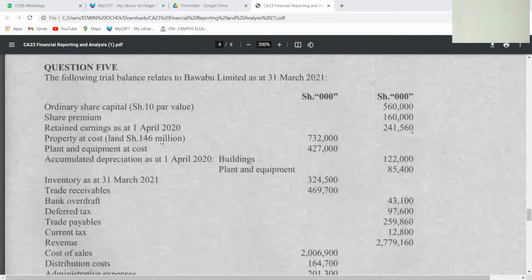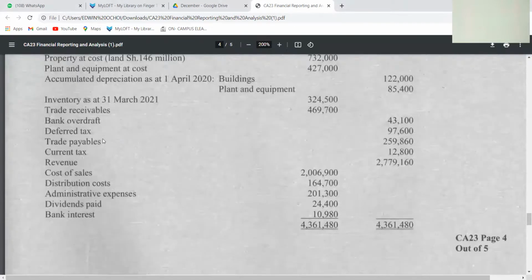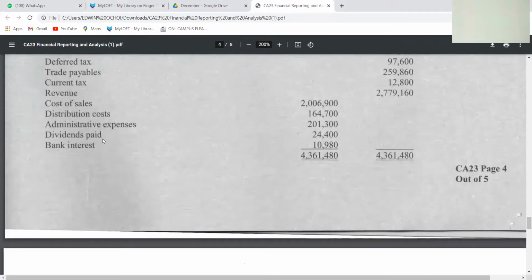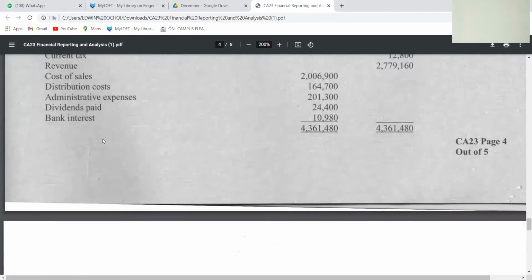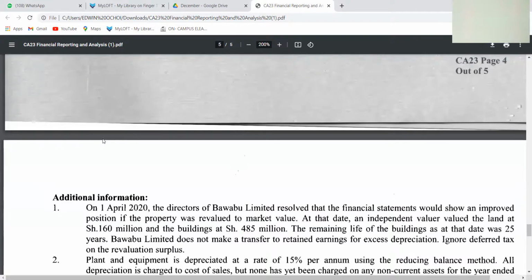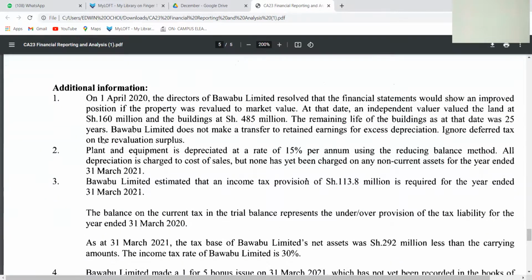They were saying that the trial balance relates to Power Limited as at 1st March 2021. You have the items there under the trial balance. You know those items. It's all about assets, liabilities, incomes and expenses, and some of the equity items. You don't have to read. In the additional information now, this is the area of focus for us.